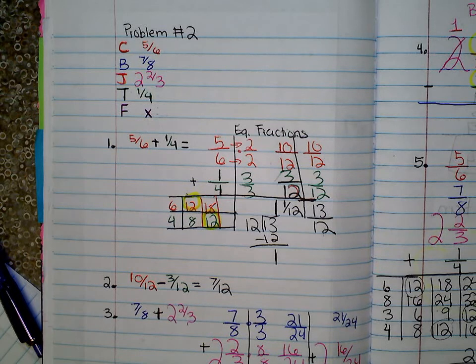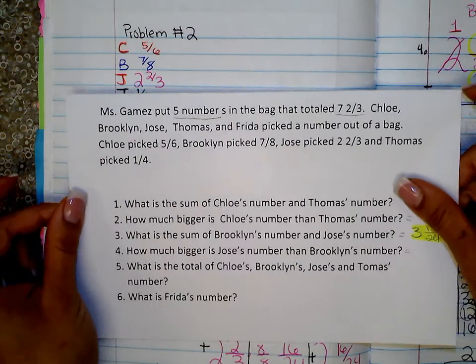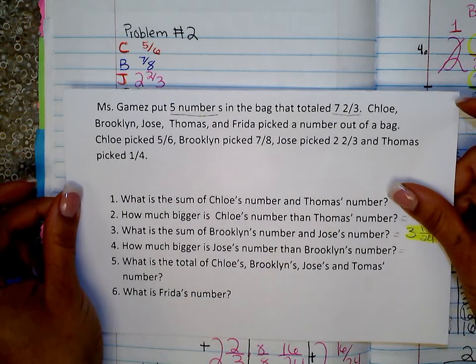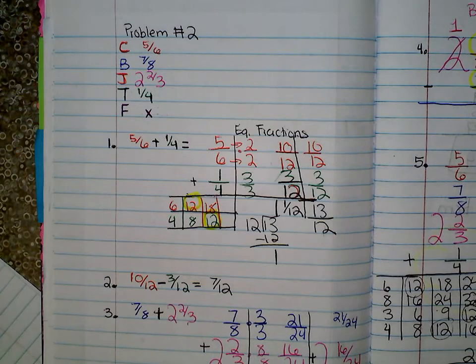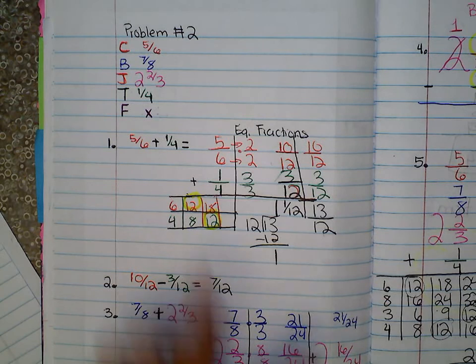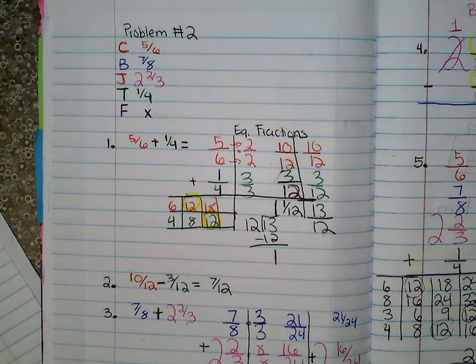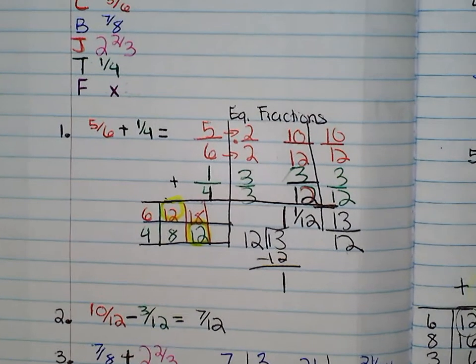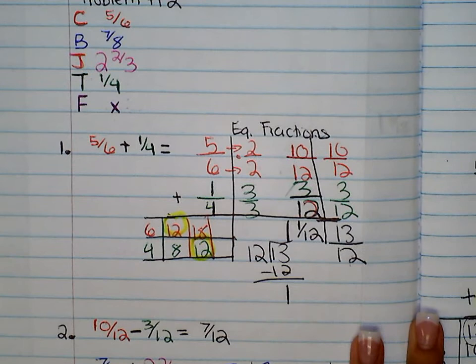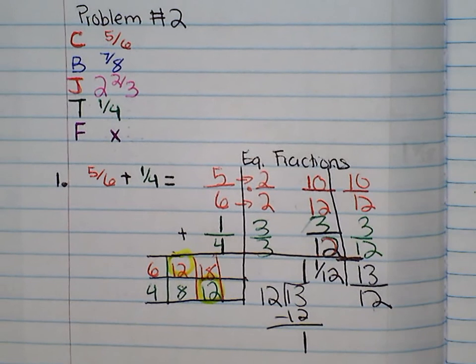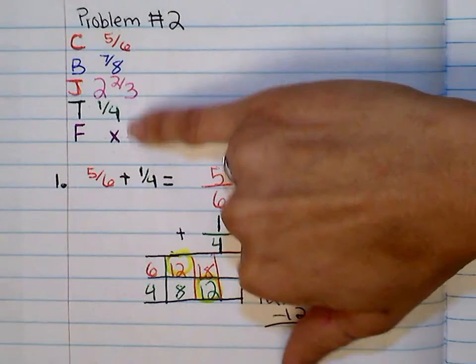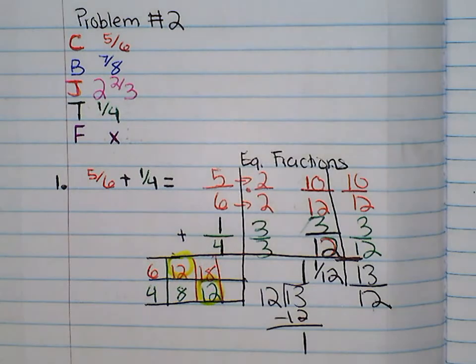So if we read the problem, which you should already have, I give you 4 numbers. But if you notice, I didn't give you Frida's number. So I went ahead and put an X right there. Can one of you two tell me what that X means? There's not a number, so we can't label it. Okay. So what do we call that? What vocabulary word is that? Variable. Very good. It is a variable because a variable is a letter that represents an unknown number.